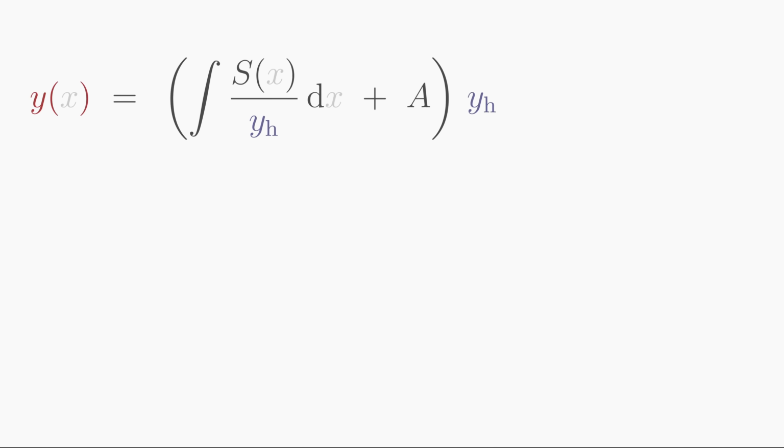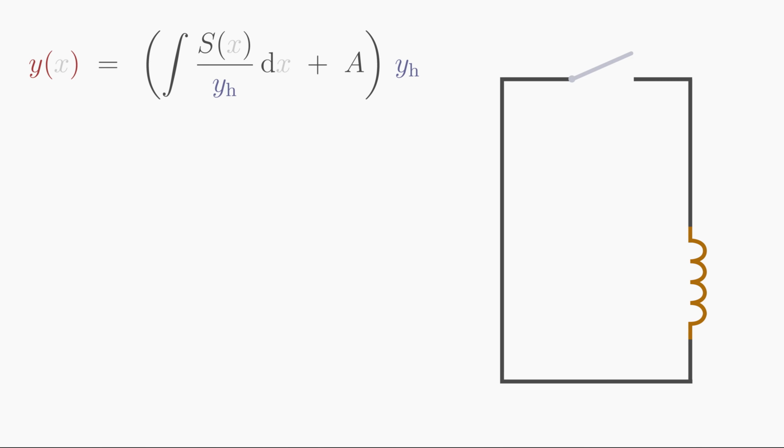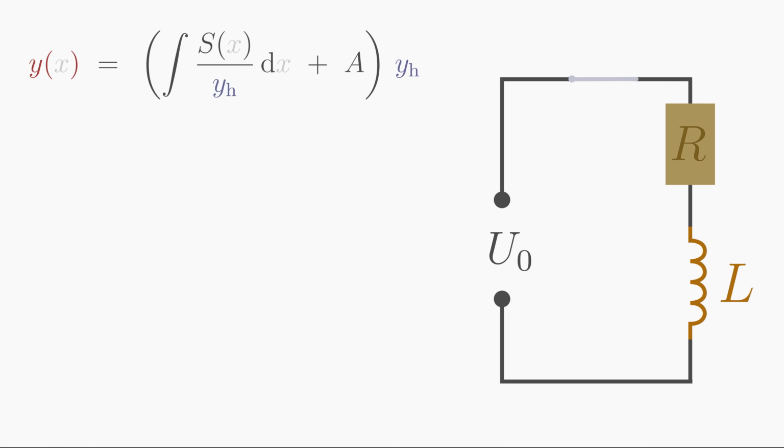Let's take an example from electrical engineering. Consider a circuit consisting of a coil characterized by the inductance L and a resistor R connected in series. Then we take a voltage source which provides a voltage U0 as soon as we close the circuit with a switch. Then a time-dependent current I flows through the coil and the resistor. The current does not have its maximum value immediately, but increases slowly due to Lenz's law.